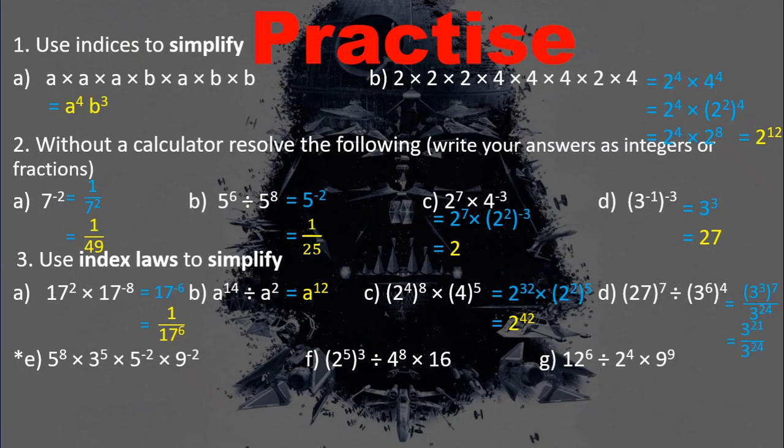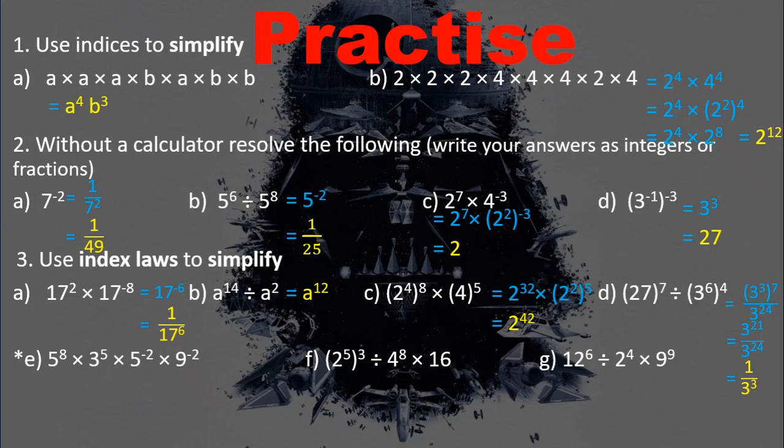Dividing both top and bottom by the highest common factor, which would be 3 to the power of 21, leaves us 3 to the power of 3 on the bottom. We could take that a step further to make that 1 over 27, but as we said, just use index laws to simplify. If you've taken it this far, that's okay too.